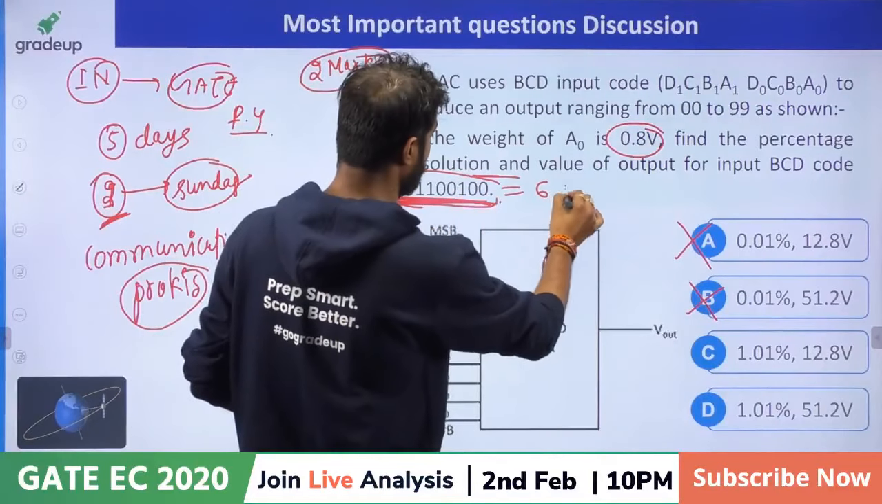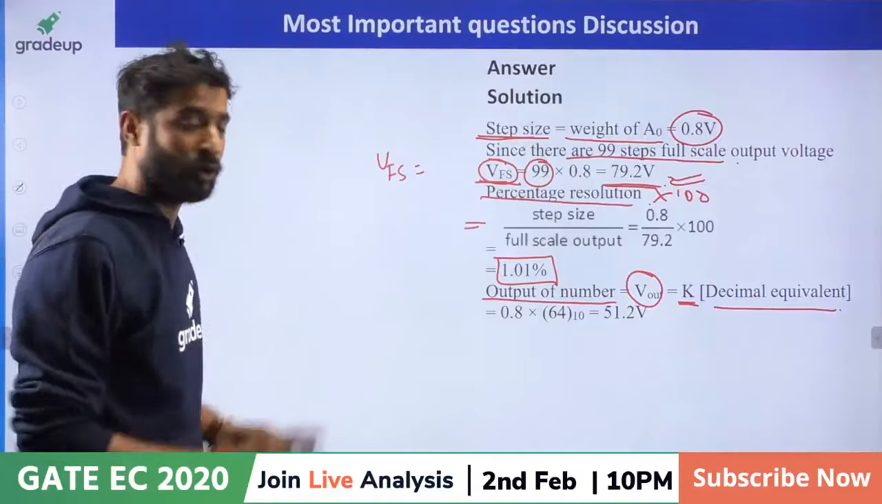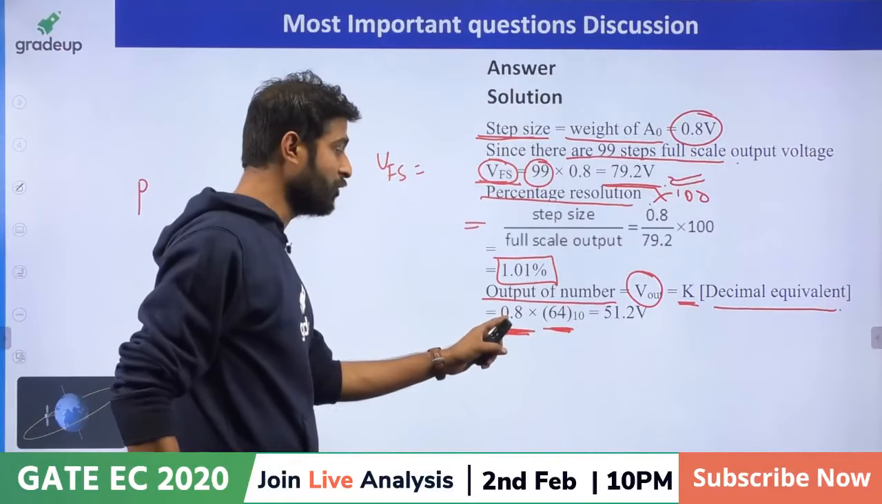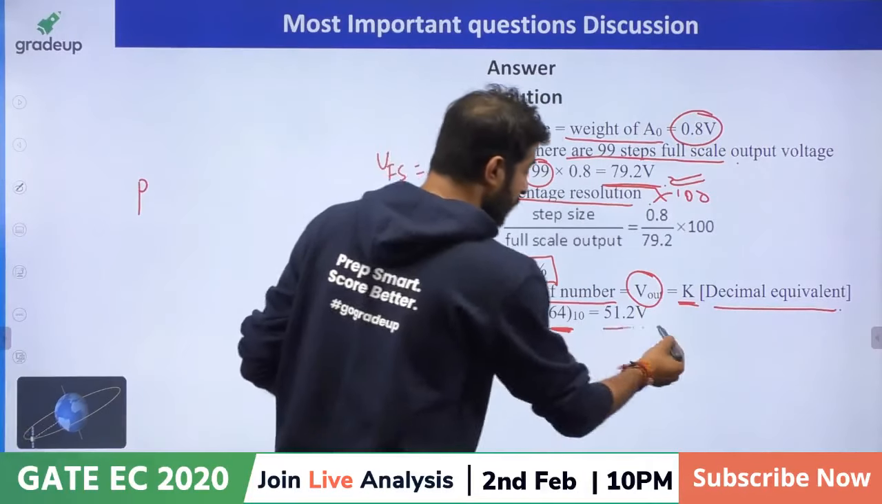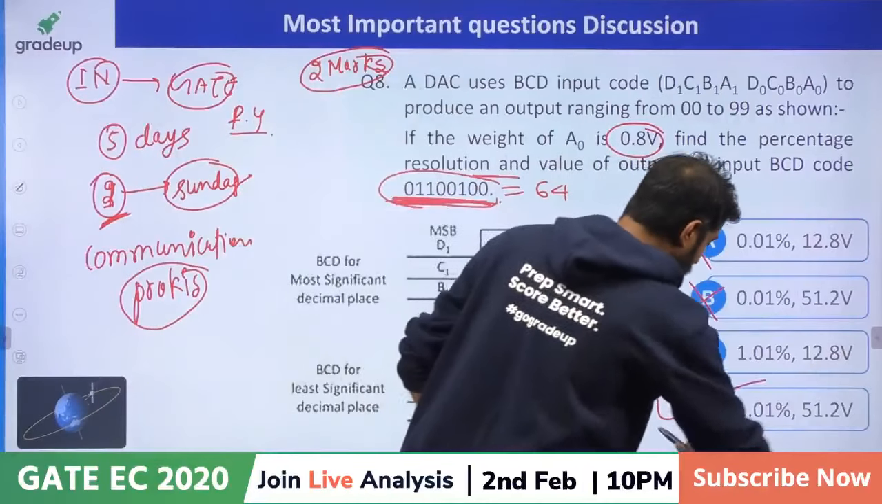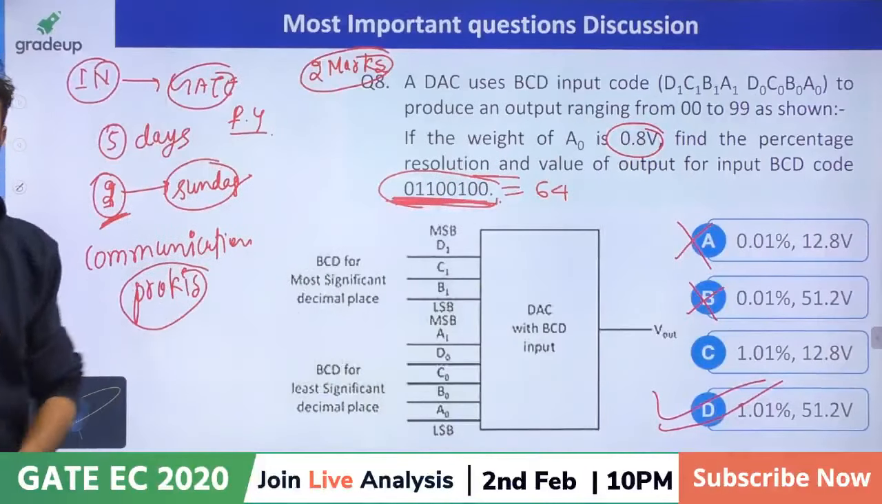011000100. That is nothing. It is just a what? 64, right? So that 64 is given, right? K resolution we know that is the step size 0.8 we are given. Just multiply it, you will get the answer 51.2. So my dear friend, the answer for this question is nothing. D is the correct option for this particular question.